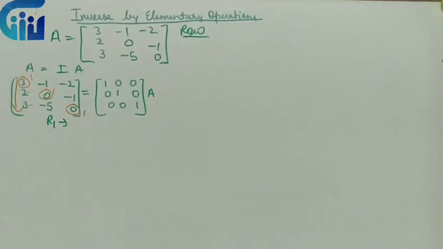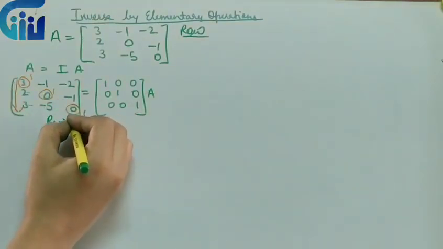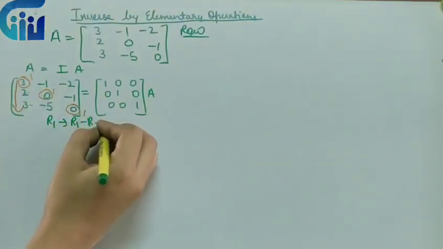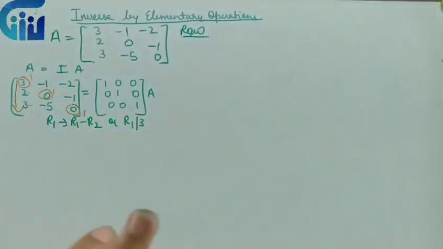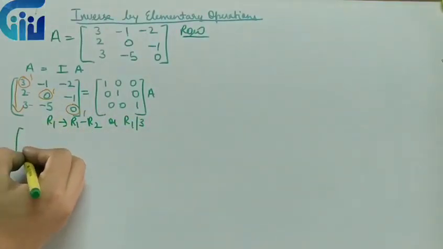So this is what we want. Otherwise you will be entangled in the mess and it will be difficult for you to come out of it. So everybody is supposed to follow this particular method. So first step, what I will do is I will make 3 as 1. How can I make 3 as 1? If I write R1 minus R2, or I can write R1 divided by 3. Both the steps are applicable. So I will do the minus.